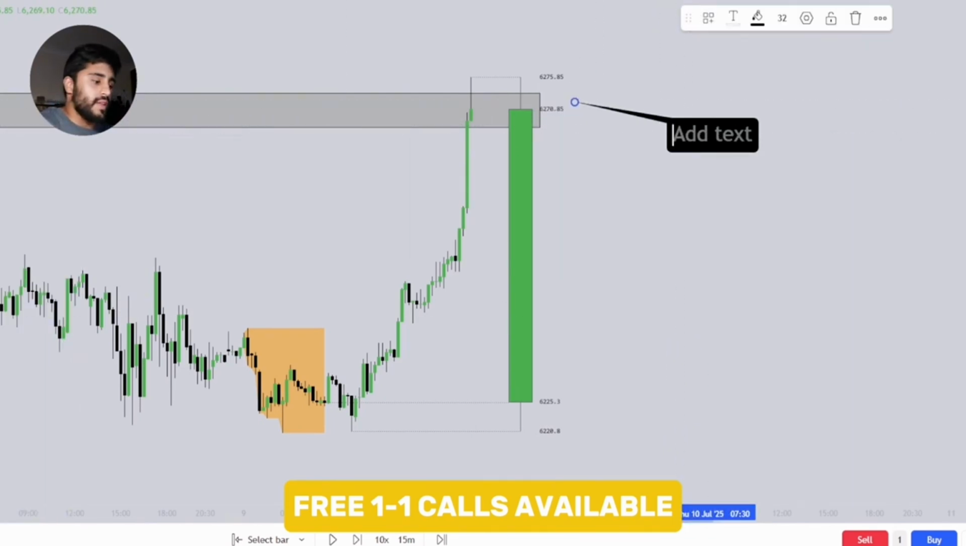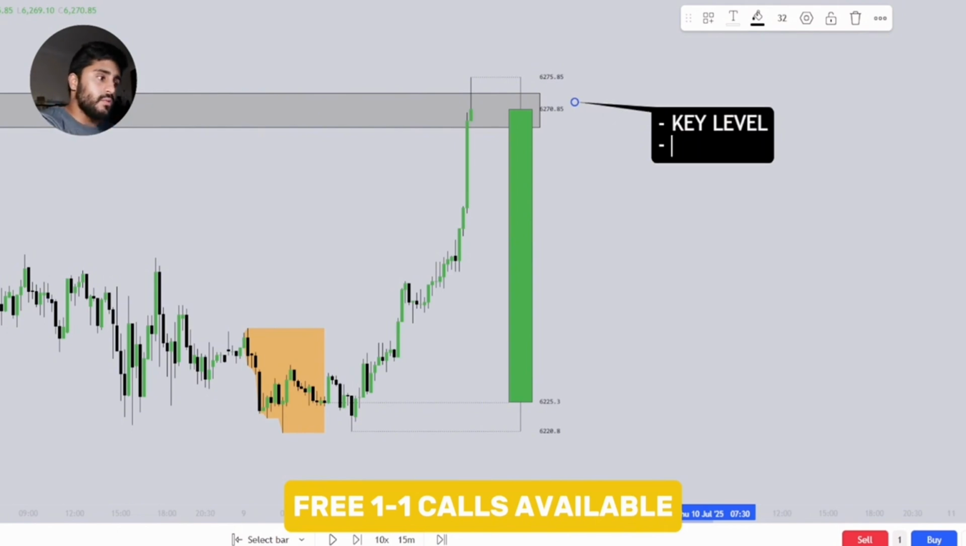An A plus setup is one that comes from a key level, right? So we've identified how to find a key level. If there's no level, there's no trade. Traders can avoid a lot of losses, and hence take a lot fewer losses, if they simply waited for price to hit a key level or a POI, a point of interest.